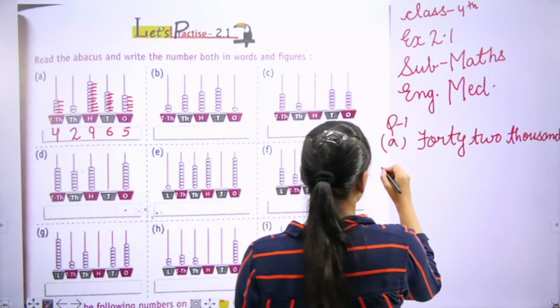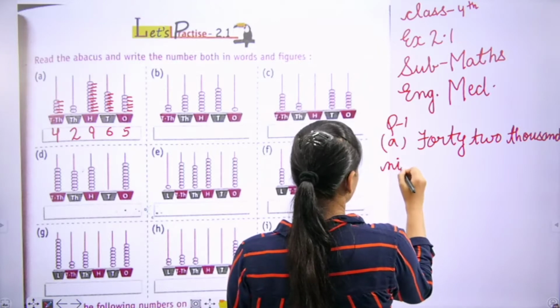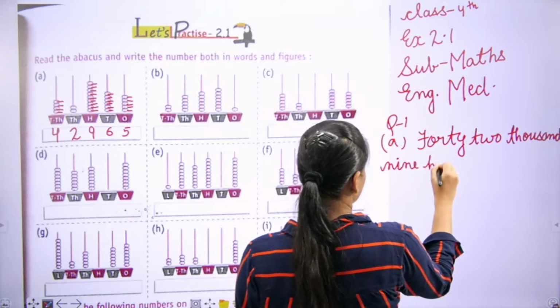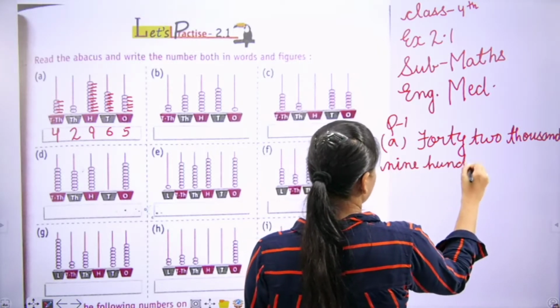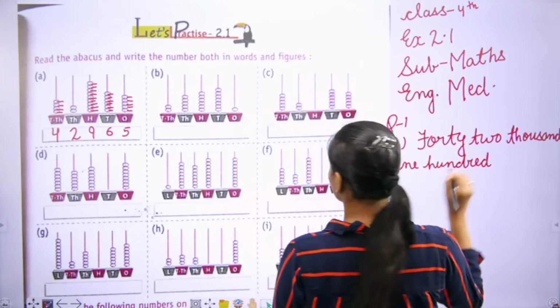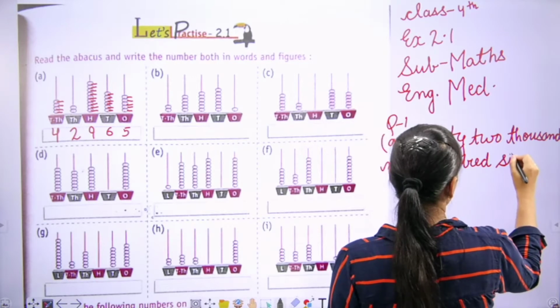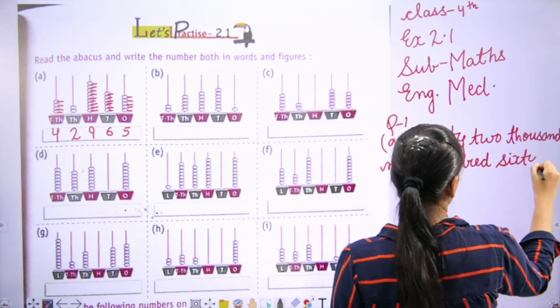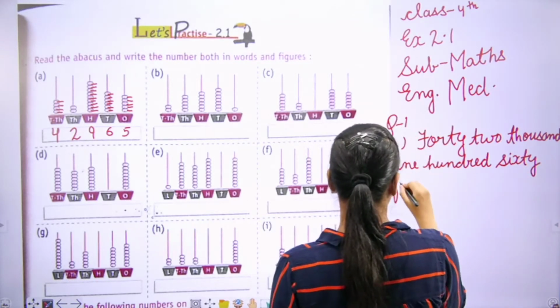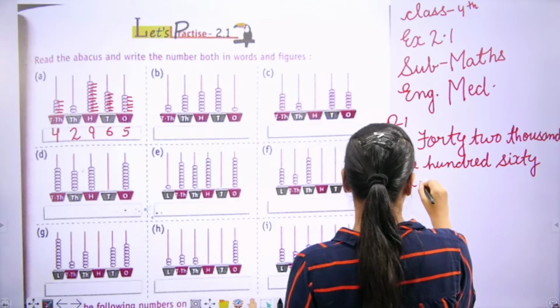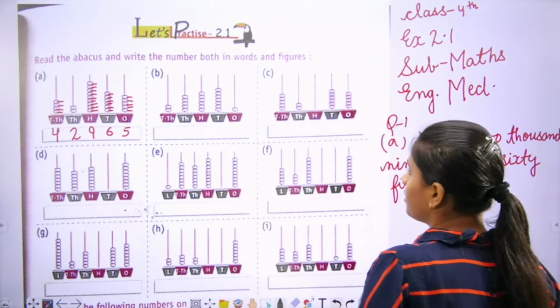900, that is 65. Now move to the next part.